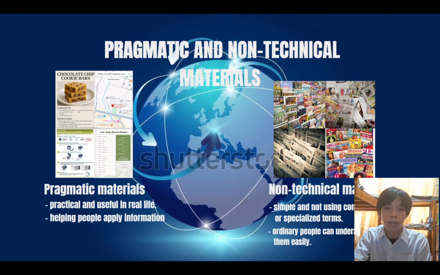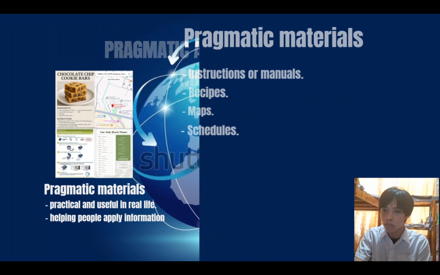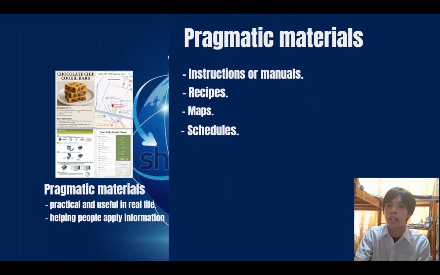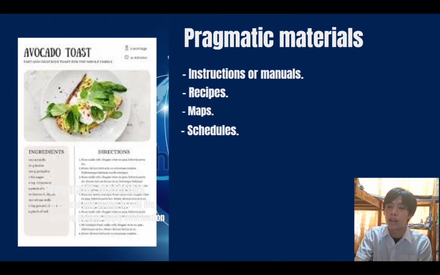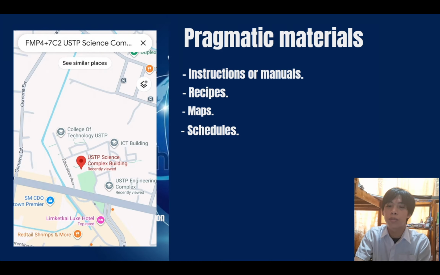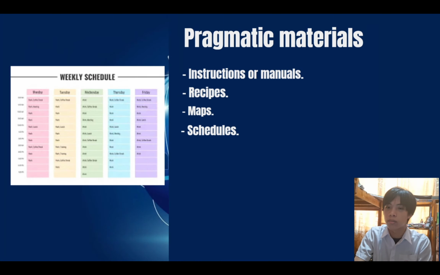the pragmatic materials are practical and useful in real life, helping people apply information. From what you can see from these non-technical materials, it is simple and not using complex or special terms, and ordinary people can understand them easily. The pragmatic materials are instructions or manuals, recipes, maps, and schedules.